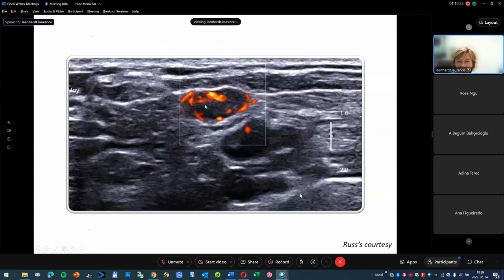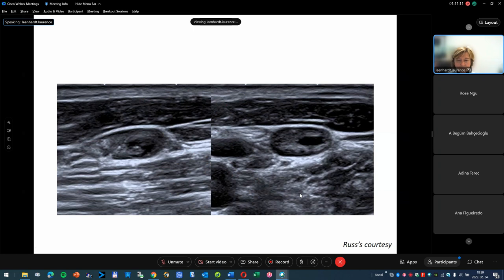So what do you think about these lymph nodes? You can see that the Doppler flow is peripheral, and it corresponds to lymph node metastases. This one also is very interesting because it looks like thyroid tissue here. You can see here some pathological microcalcification, and also here a small zone of cystization.